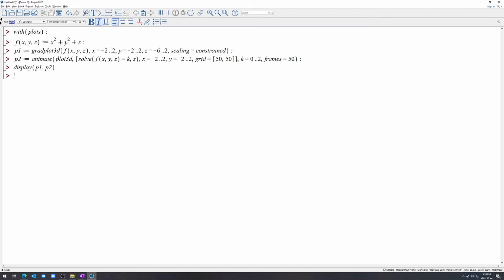Now the next thing here is a little animation. I'm plotting several of the level surfaces of the form f of x, y, z equals k. Luckily, I can just solve this for z to make this a function of x, y, which will make it easy to plot. And so I'm plotting that from k equals 0 to 2, several level surfaces corresponding to different values of k. And we'll see what this looks like.